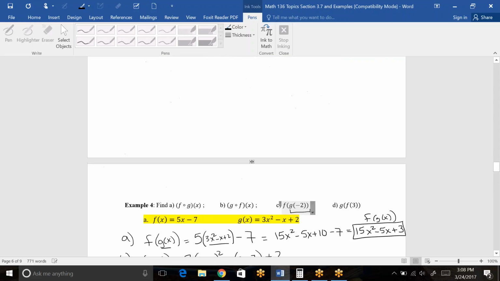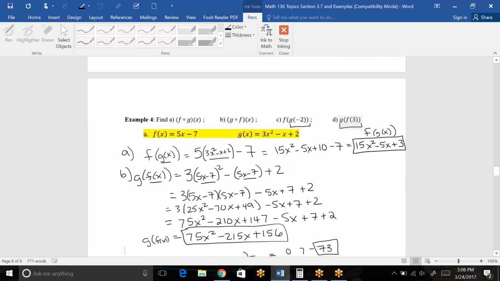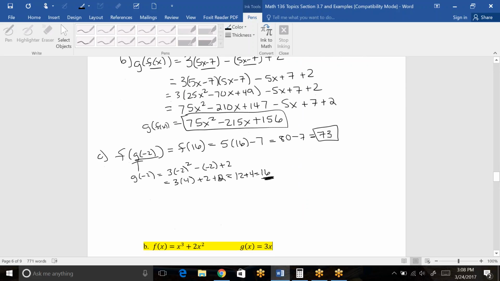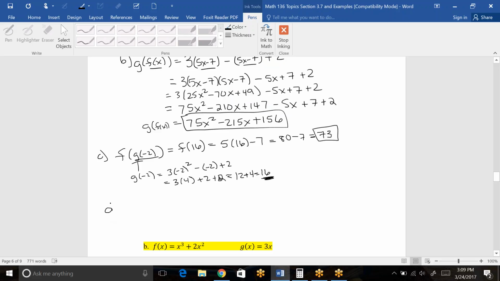If there were domain issues, by the way, you would not want to evaluate it because that would be undefined. Now this other one, for D, we're doing g of f of 3. So we're going to find f of 3 first, which, remember, the f function was just 5 times x minus 7. So that's 15 minus 7, which is 8. So now we're going to be plugging 8 into the g function.